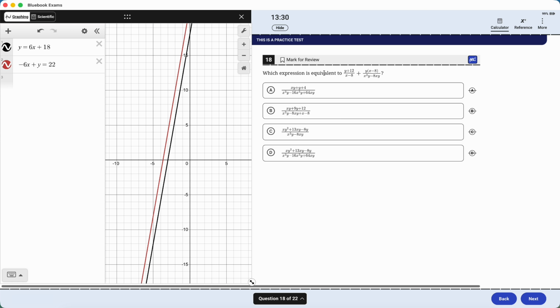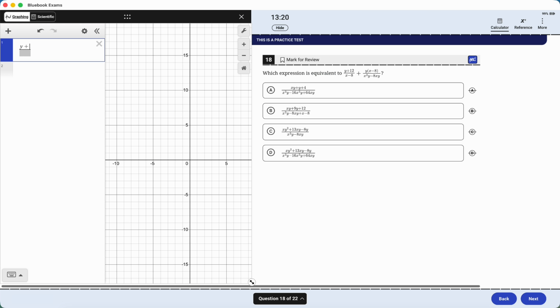Next one, which expression is equivalent? So I told you that there could be another equivalent one. This one you would want to do in Desmos. You see, this would be nasty to just do the algebra for, so don't do that. It's going to be time consuming, and that's the thing, if you don't know the most efficient ways to do things, you could definitely run out of time in this section, right?